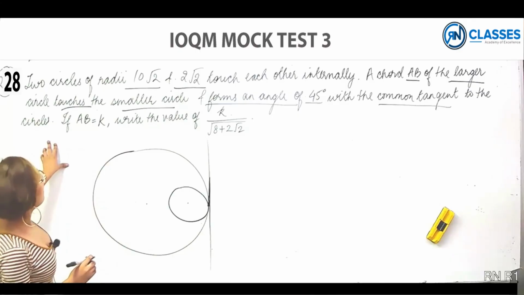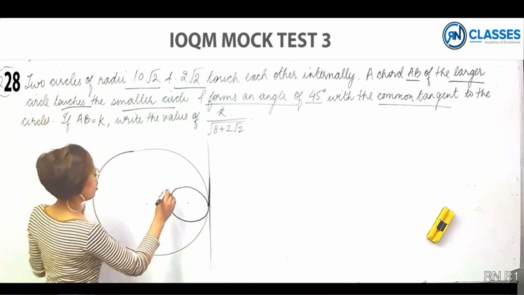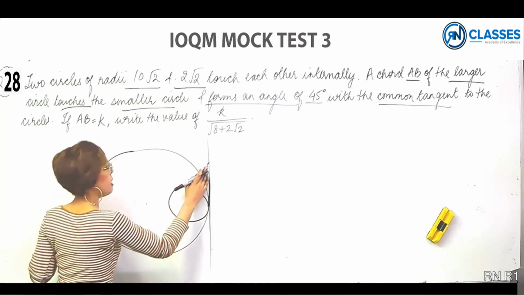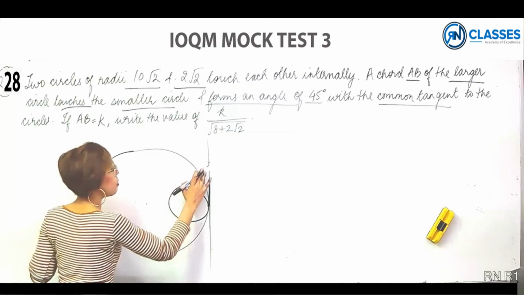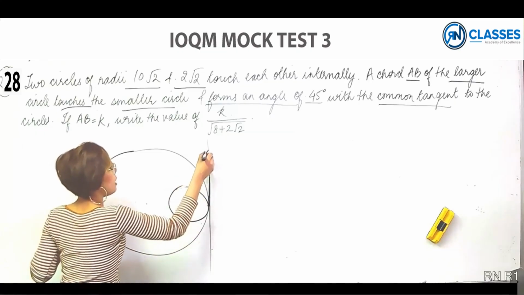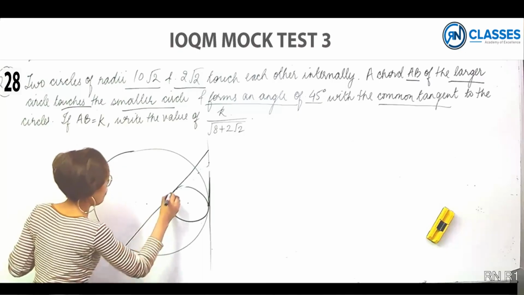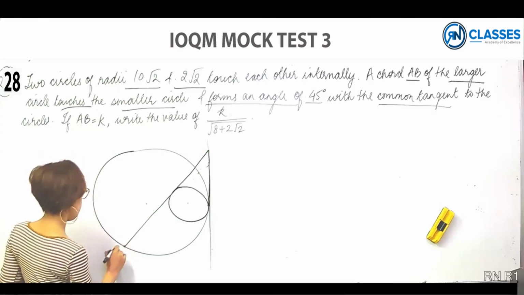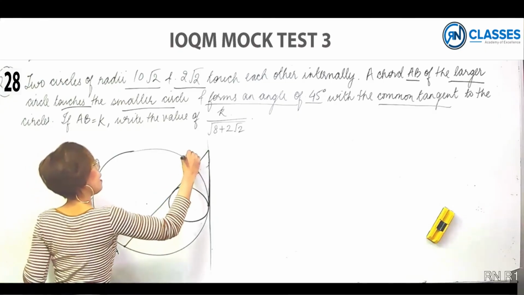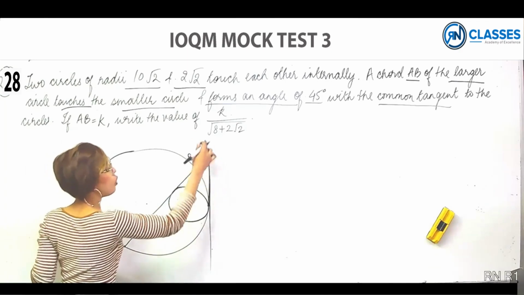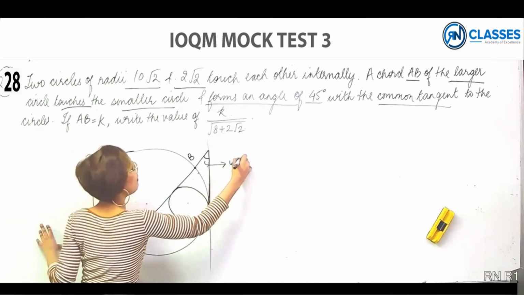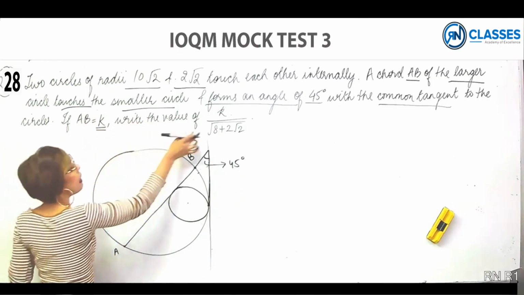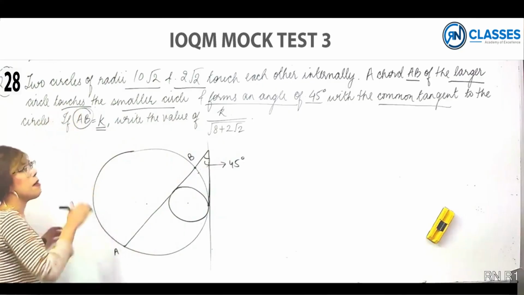Right? Now AB is the chord of the bigger circle and it touches the smaller one. So maybe my chord is something like this. Or maybe I should make it more dramatic so that you can see the angles properly. Cool? Right. So it is something like this. Right. So this is my chord AB. And it makes an angle of 45 degree with the common tangent. So that means this angle is 45 degree. Right. Now he says if AB is equal to K, then write the value of this. So basically you need to find the value of AB.